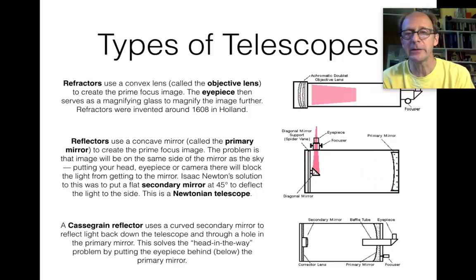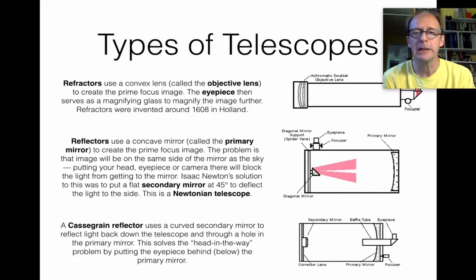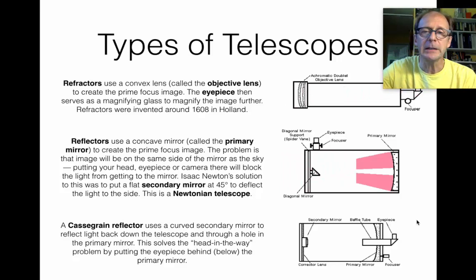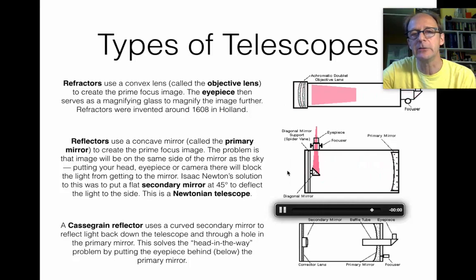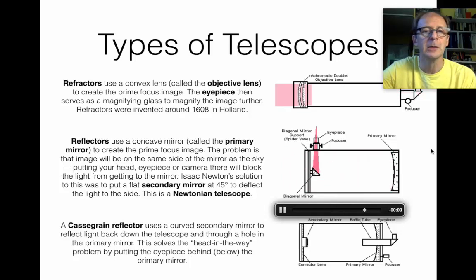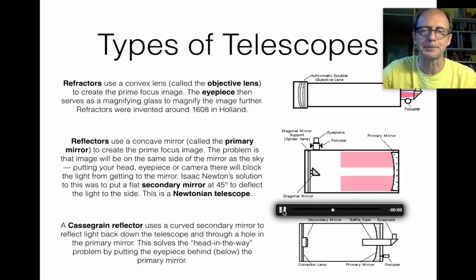So light comes down the telescope, hits the primary mirror, the rays converge. Now the problem is, if you allowed the rays to converge over here, you could put an eyepiece or a camera right here, but your head or the camera would be blocking light from getting to the primary mirror. So we have this small mirror called a secondary mirror that deflects the light. It's a flat mirror, deflects the light 90 degrees out to the side where you have an eyepiece or maybe a camera. So this is called a Newtonian telescope, named after the person who invented it, Isaac Newton.